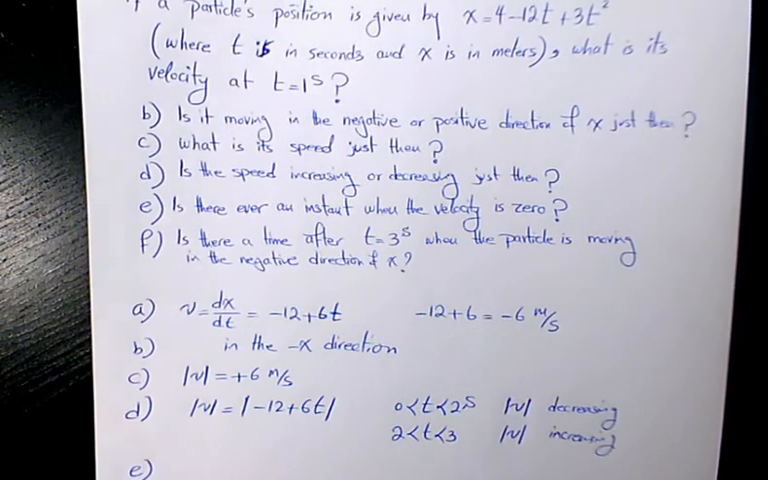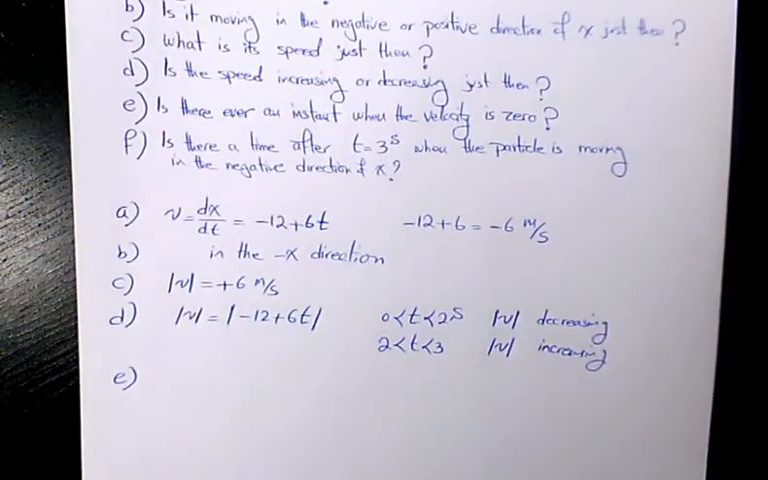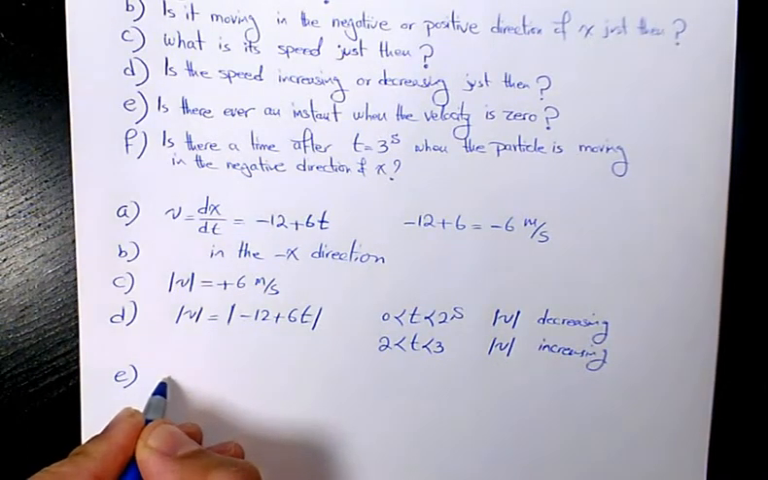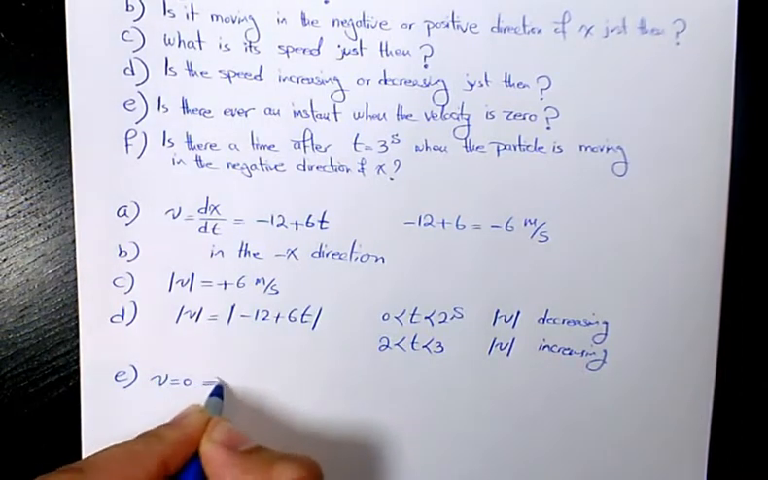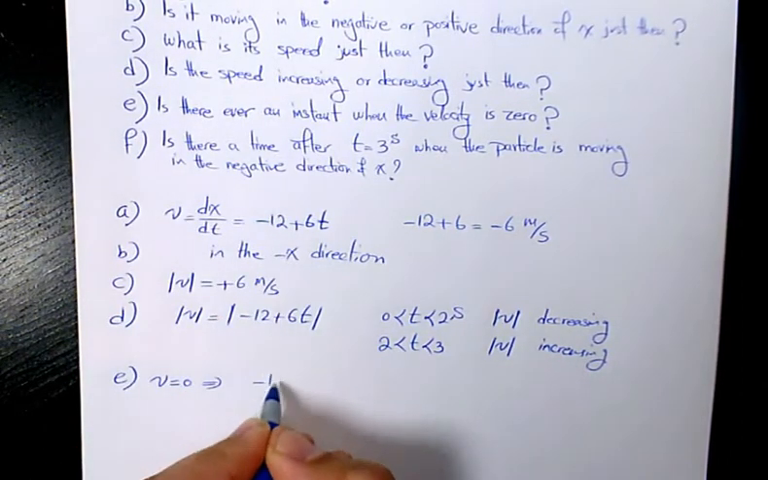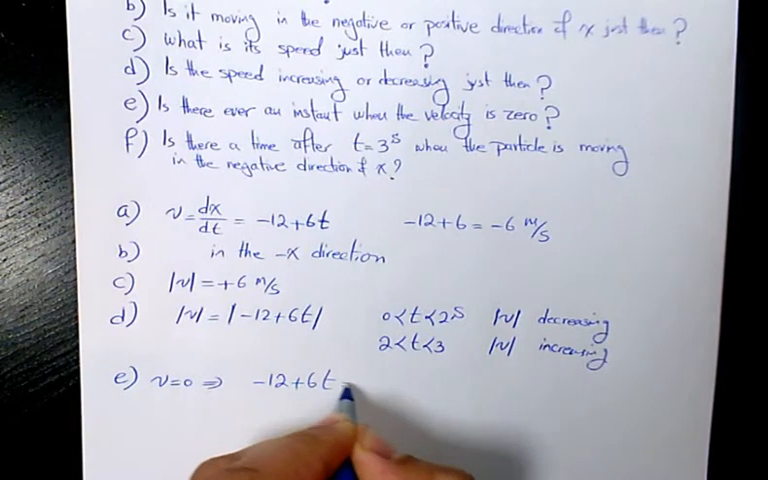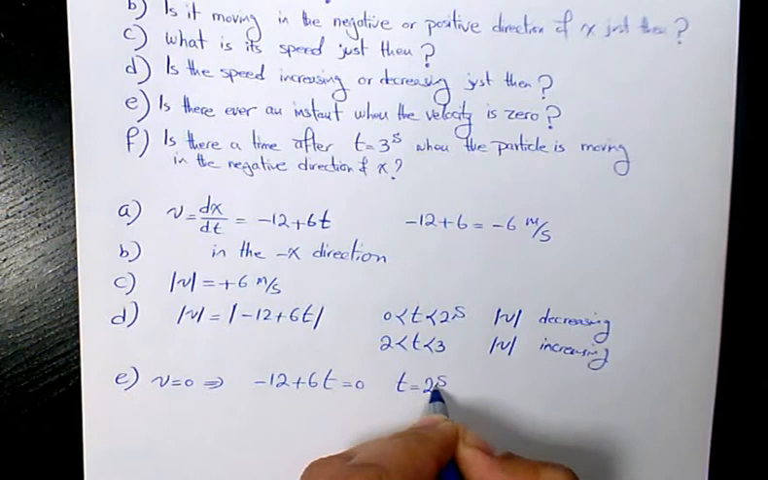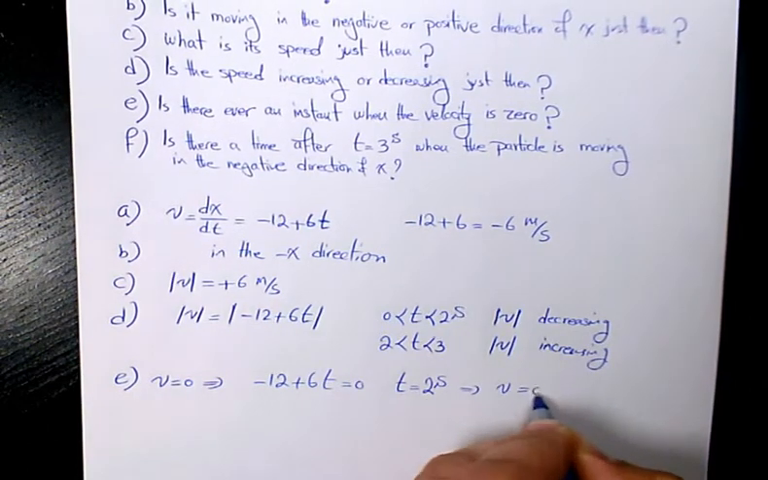Part E says, is there ever an instant when the velocity is 0? Yes, because when it was negative and becomes positive, it means there is a moment when the velocity is going to be 0. How do you find it? Negative 12 plus 6t equals 0. It means that at time t = 2 seconds, velocity is going to be 0.